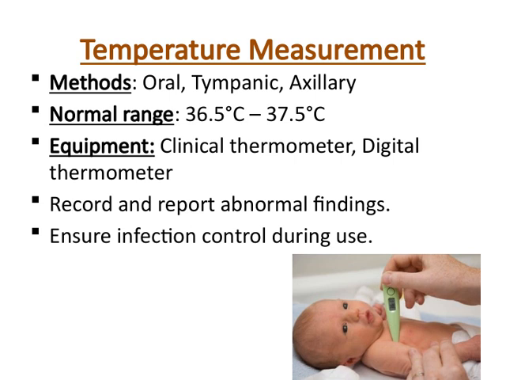To measure temperature accurately, we rely on equipment such as clinical thermometers or digital thermometers. It's really important to record and report any abnormal findings promptly, as this can provide critical information for diagnosis and treatment. Additionally, we must always ensure proper infection control during temperature measurement. This means following strict hygiene practices to prevent the spread of infections. By doing so, we protect both ourselves and our patients while maintaining high standards of care. This step is essential in the overall process of monitoring and maintaining patient health.